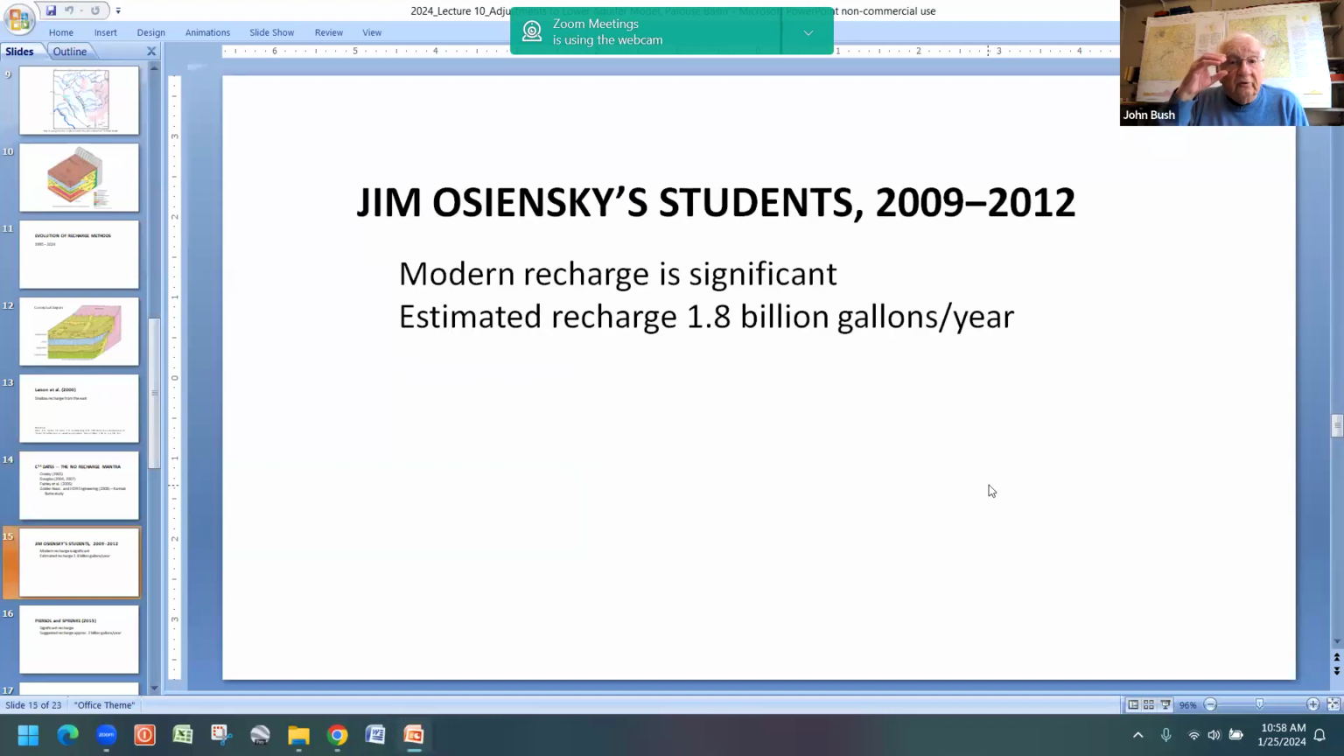I call them Jim Osinski's students. If you want to know the references, you probably need to go back and look at some of the earlier videos. But Jim Osinski from the University of Idaho, funded primarily by PBAC, had students doing a lot of large-scale pump tests, starting way back in 2004. But the ones in 2009 through 2012 were the ones that I think were the most significant. They all three recorded or summarized that modern recharge was significant.